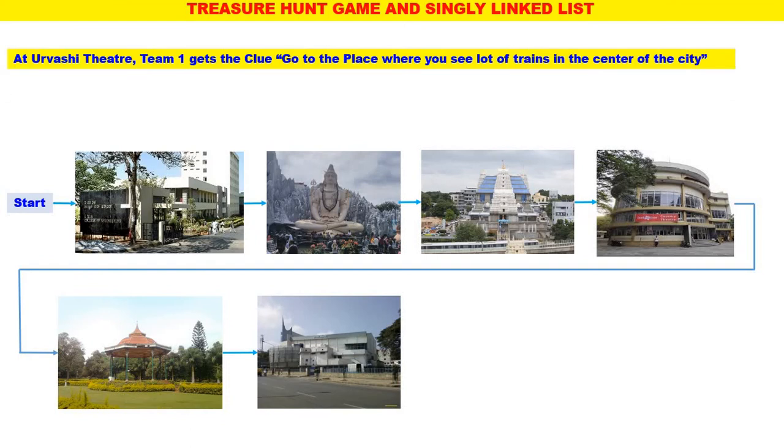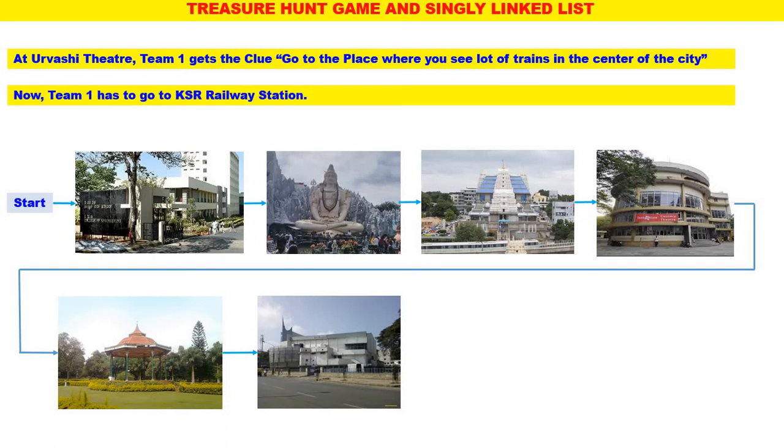Now, at Urvashi Theater, team 1 gets the clue: go to the place where you see lot of trains in the center of the city. Carefully understand this. So where do you get lot of trains in the center of the city? It is the KSR railway station. So team 1 has to go to KSR railway station.